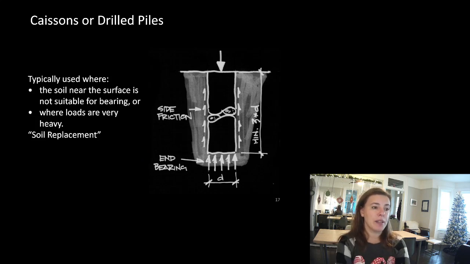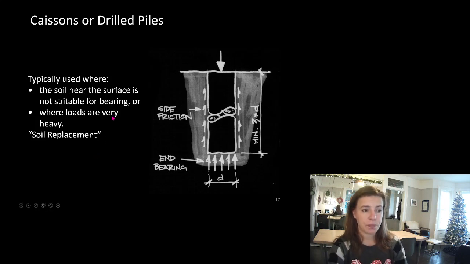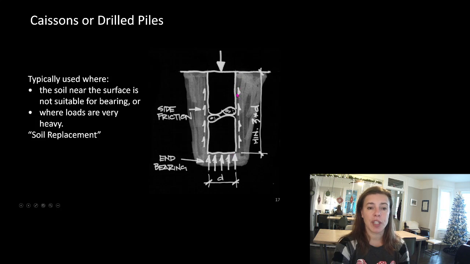Caissons or drilled piles. So this is something that we would often use where we have crappy soil near the top of our soil layers, or where we have very, very heavy soil loads. So caissons are literally where we dig away the soil and cast something or put something in. Usually these are concrete. So we'll dig away the soil and put in a liner and reinforcing and then fill it all up with concrete. The great thing about a caisson is we get to use some of the side friction against the soil here as part of our load resisting. And some of it goes to end bearing.